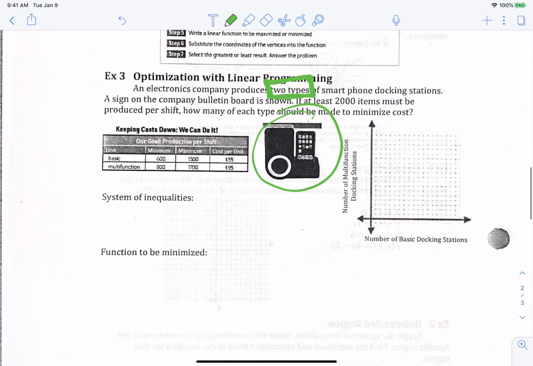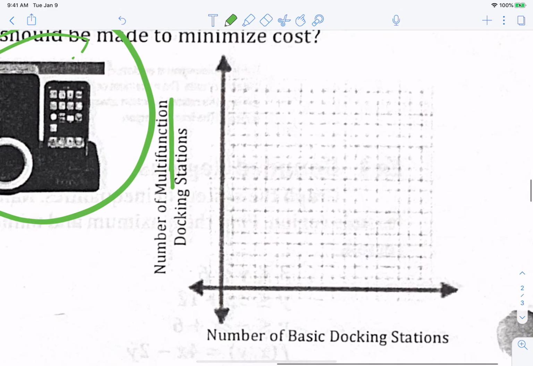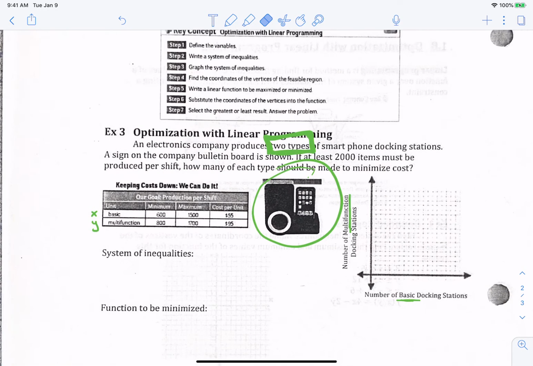Which one is X? Basic multifunction. Which one is Y? The purple one, multi-station. Multifunction is Y. How do you know multifunction is Y? Because it says so on the graph, right here. This is how we know. Multifunction is the Y on the Y-axis. Basic is on the X-axis. So that's how we know.